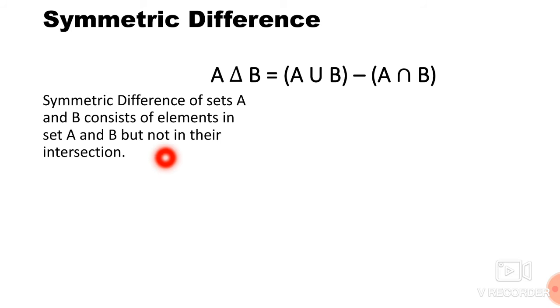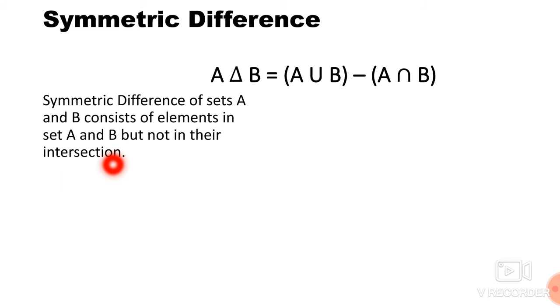Let us check the example. Symmetric difference of set A and set B consists of elements in set A and set B but not in their intersection. All the elements that belong to set A and set B will be considered except those which belong to both of them. In easy wording we can say we will just leave the common elements and write down the remaining elements of both the sets.